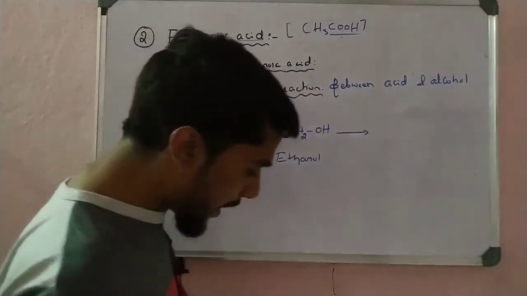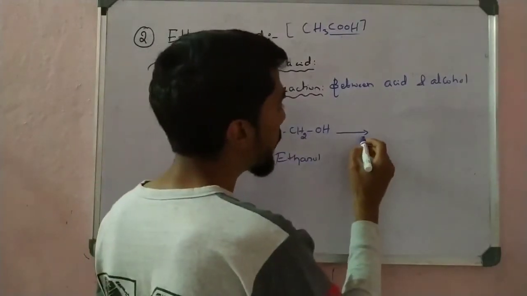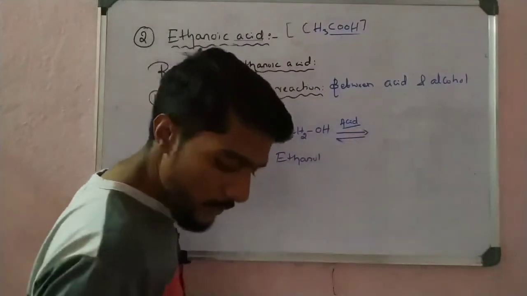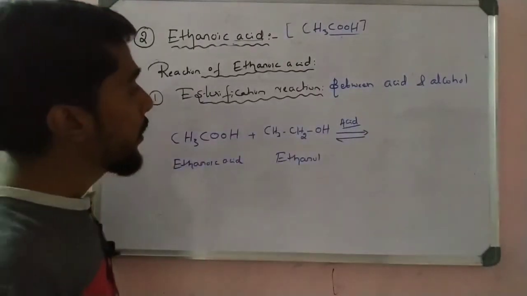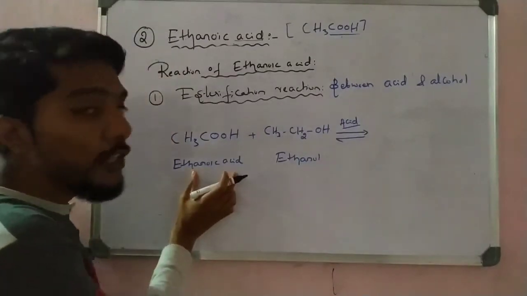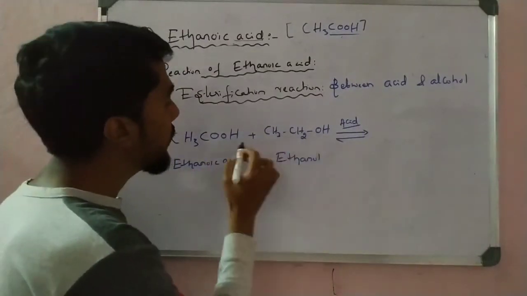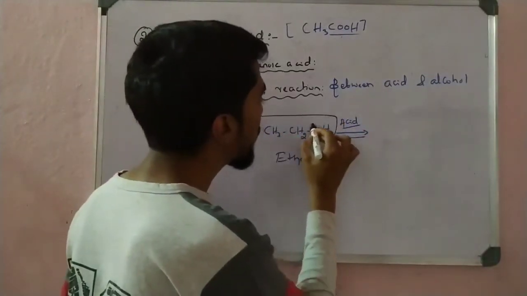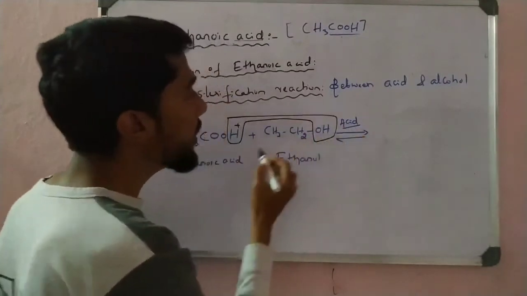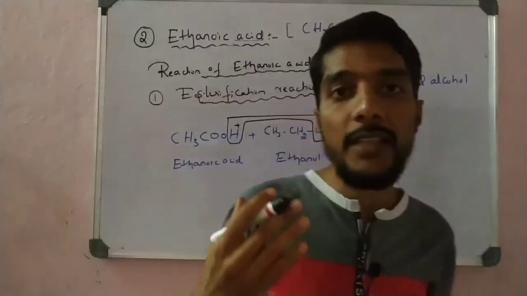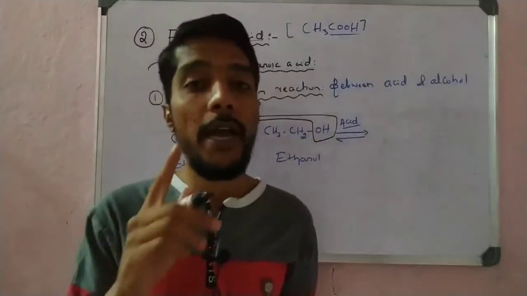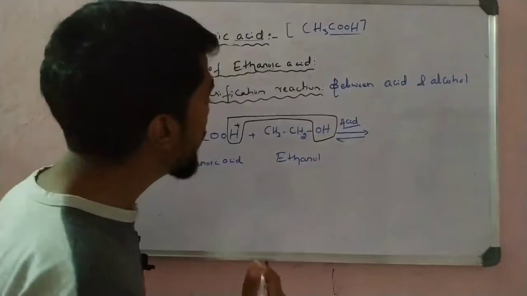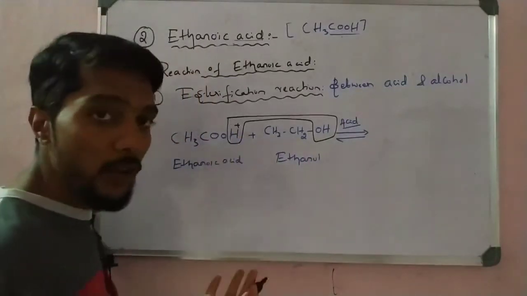This reaction takes place in a reversible form, in the presence of an acid, and the acid is a catalyst. We know that acid gives H plus ions, and these H plus ions react here. Because of the acid, dehydration takes place. In the last video, in the ethanol reaction, we said H2SO4 acts as a dehydrating agent, meaning removal of water.